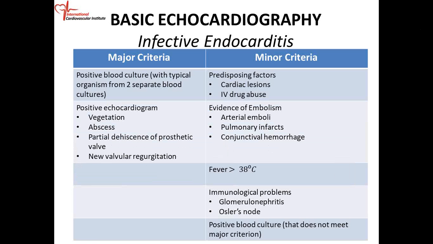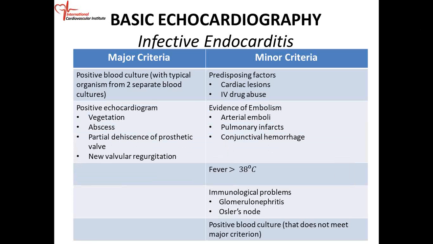And the positive echo features are vegetation. So if you see a nice big fat vegetation, that's a major criteria. If you see evidence of abscess on the echo, that's another major. Partial dehiscence of a prosthetic valve. So if the patient, say, had a prosthetic valve in the past, and then you see this prosthetic valve rocking, or it may be dislodged. Okay, so it may be rocking or dislodged. That is also another positive sign for a major criteria.